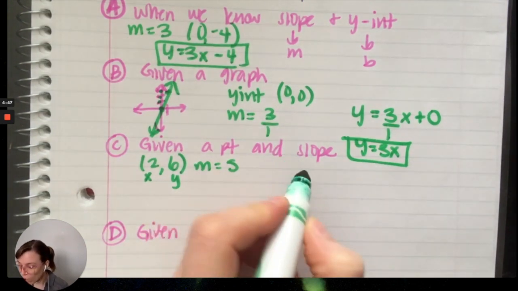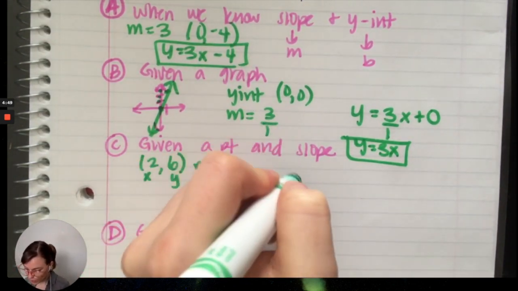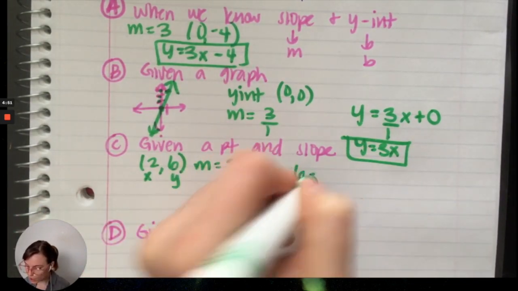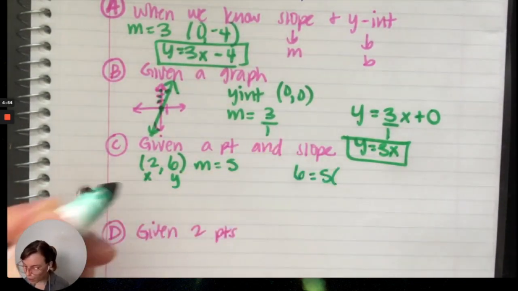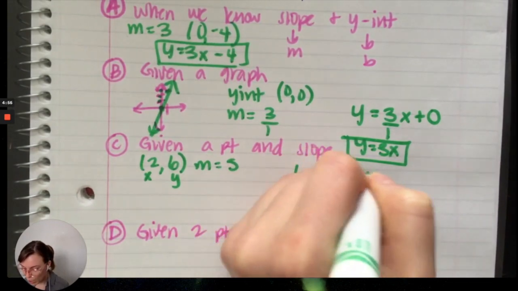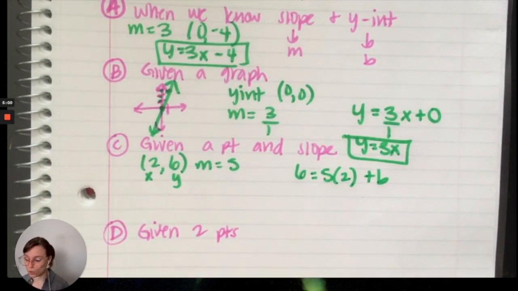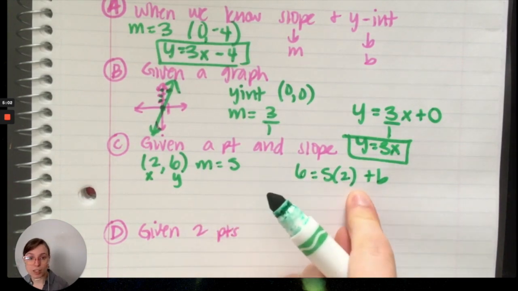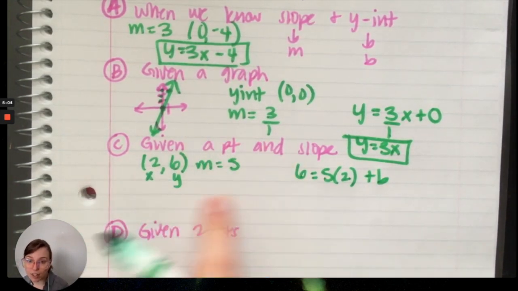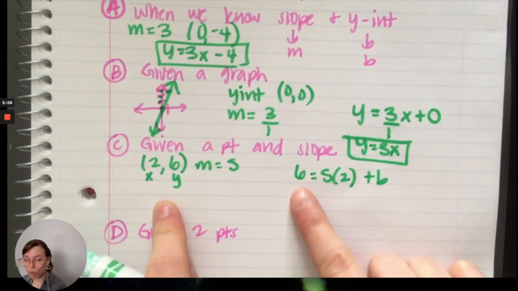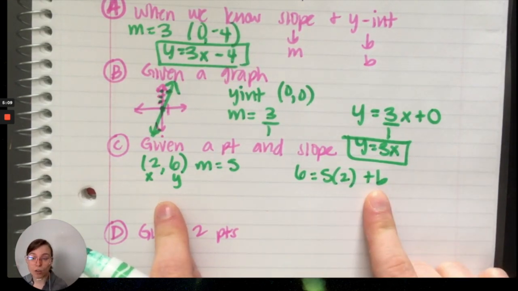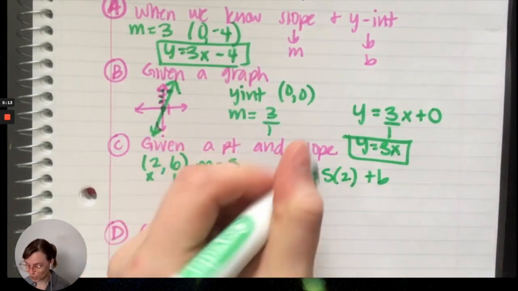So we know that I can replace the y with a 6. I know the slope is 5. I replace the x with a 2, and I don't know the y-intercept. That's a b. I'm using y equals mx plus b, replacing everything I know. Now I have one equation with one unknown. Can you solve? You better. So what's 5 times 2? 10.